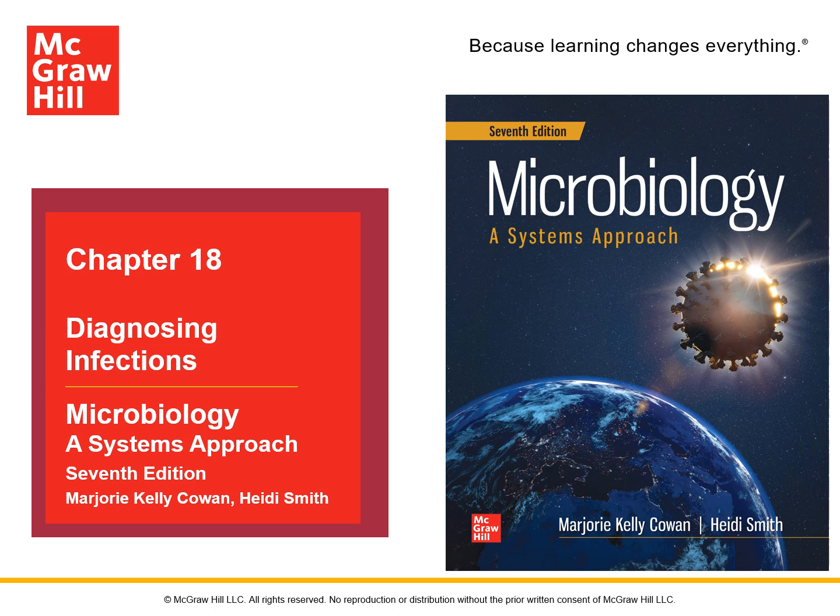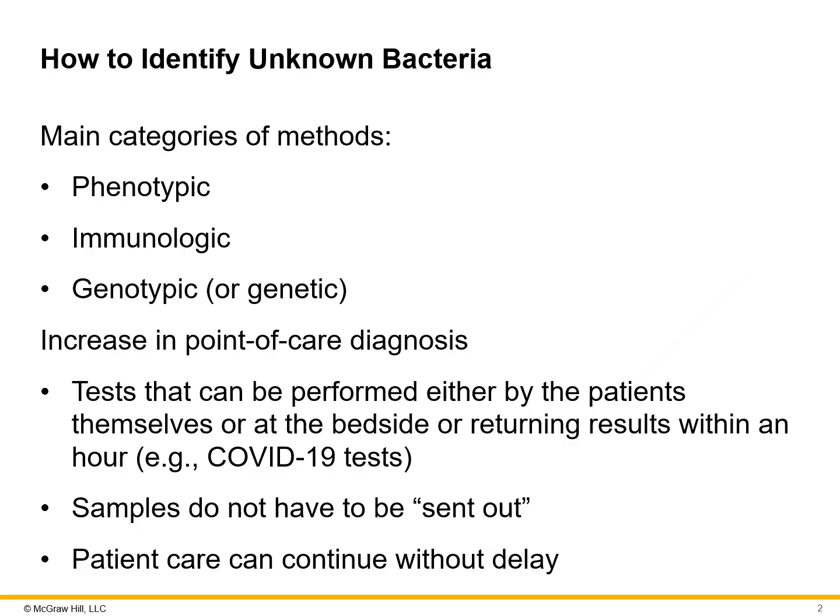All right, now that we have established how microbes are able to cause disease, now we're going to look at diagnosing those infections. There are three different categories for determining these: phenotypic methods, immunological, and genotypic, and we'll go through each of those in just a minute. But first of all, these can increase point of care diagnosis.